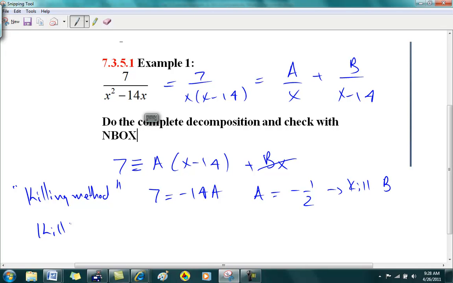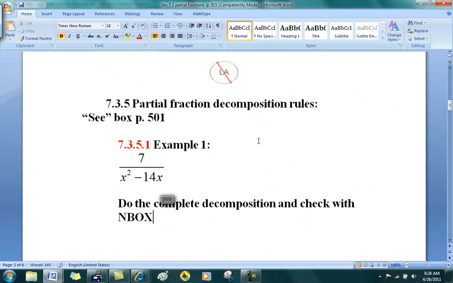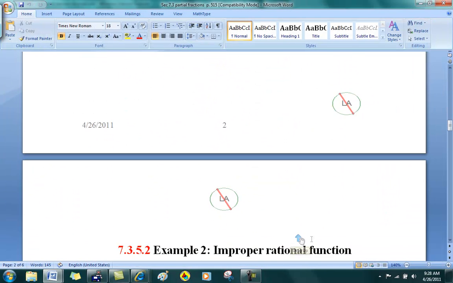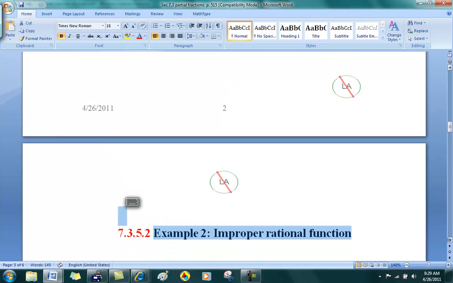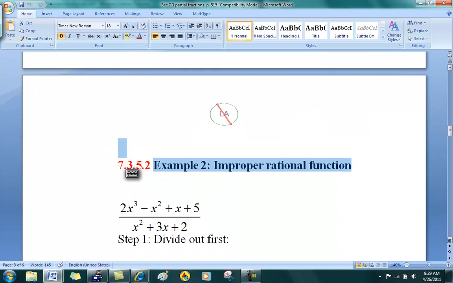Killing a, you can put x equals 14, so you get 7 equals, if you put 14, this disappears, this becomes 14b, and b is equal to 1/2. Okay, so to me this is a much easier method than the one that the book kind of shows you. So here's what I call the killing method, and you can find the constants A and B. All right, next example, more involved. Okay, more involved. So let's step it up.